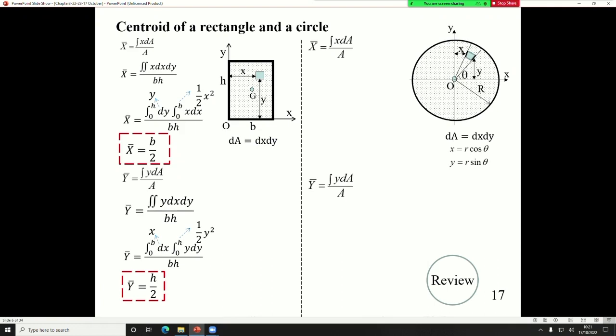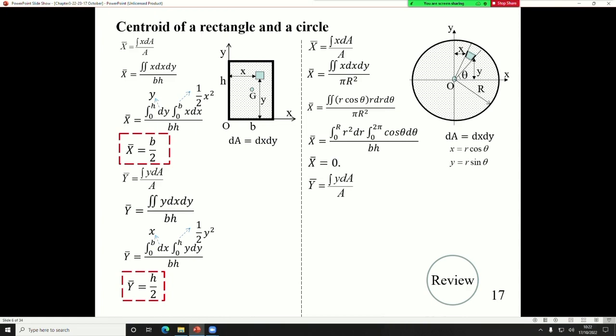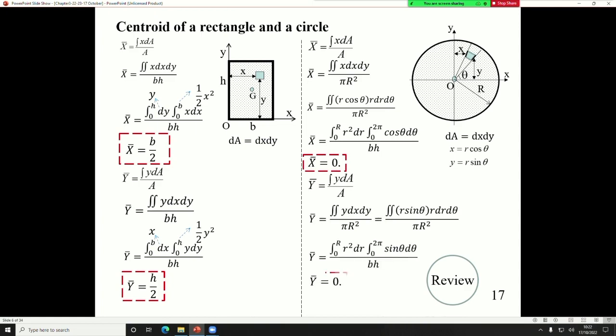So for a circular section, it's better to use a polar coordinate system. The two equations are exactly the same. The element is equal to dx dy, or in this polar coordinate system, dx dy is equal to r dr d theta. This is very similar to what I did with the other one. That's the area of a circle. Now I separate it into two integrals, and I can easily prove that x bar is equal to 0, and similarly, y bar is equal to 0.